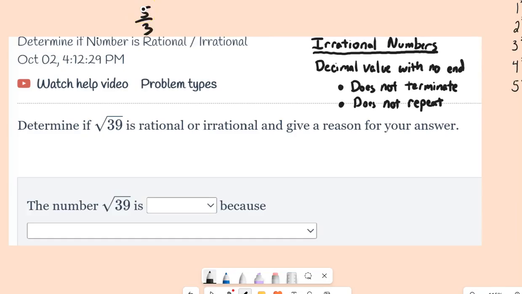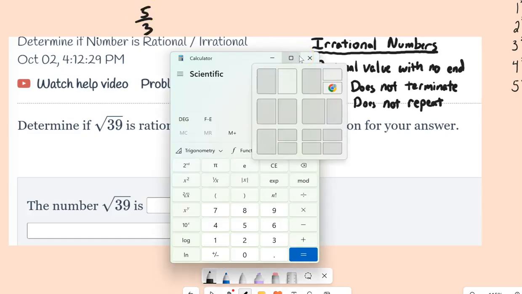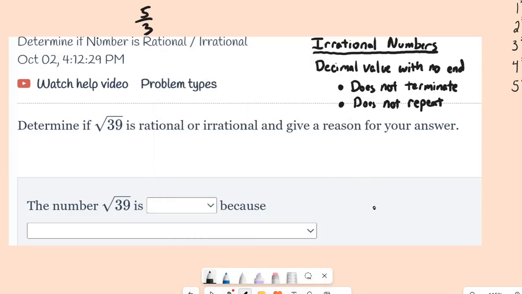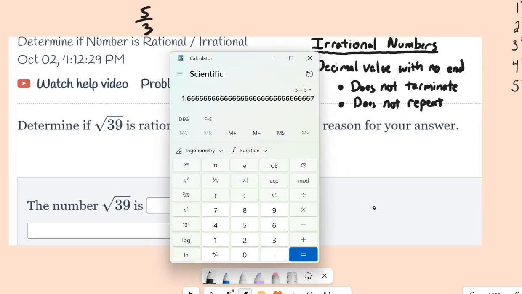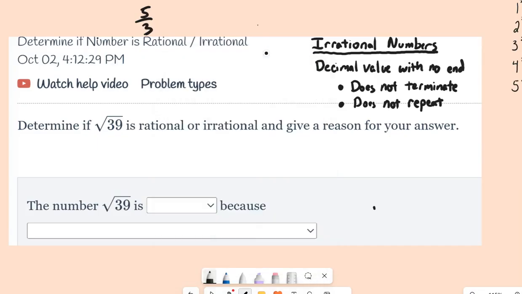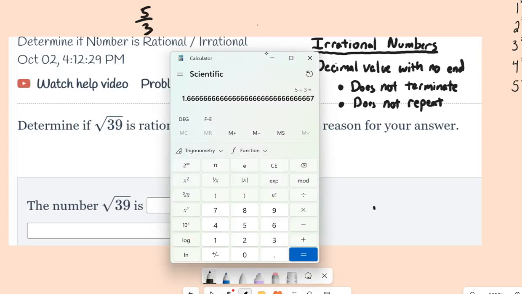Notice that if we divide 5 divided by 3, that repeats over and over again, 0.1666. So that's rational. 5/3 is rational. However, if we take a number like pi, we all know pi. If we take pi, we can see that that's a decimal that never ends and it doesn't ever repeat.